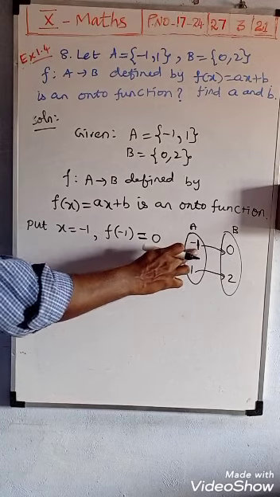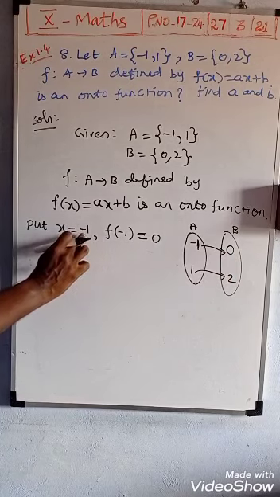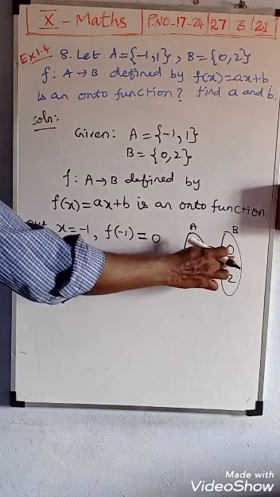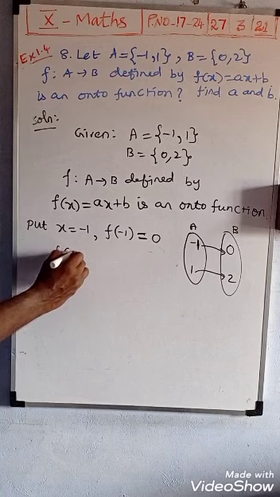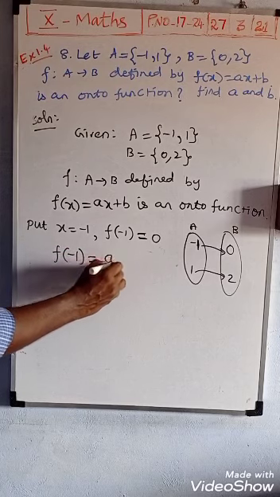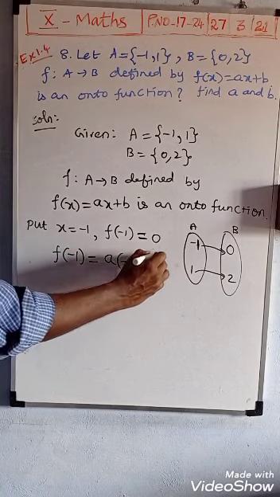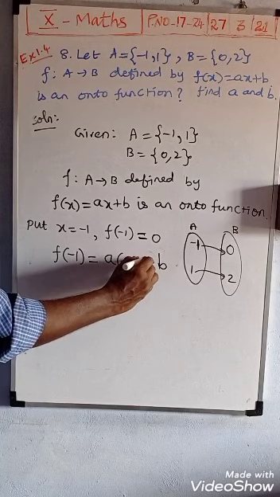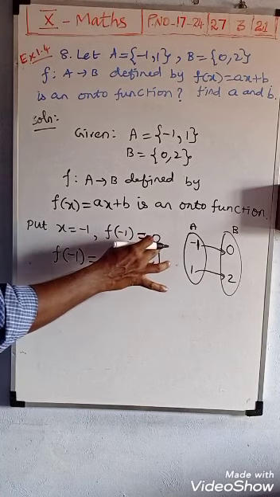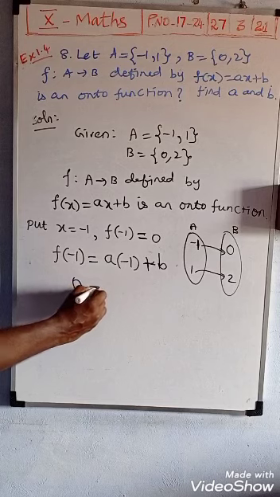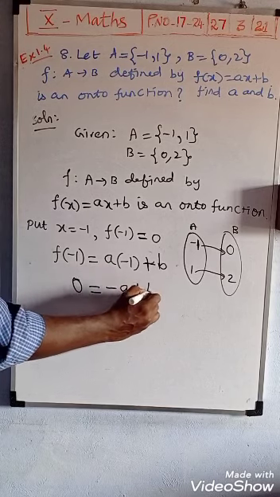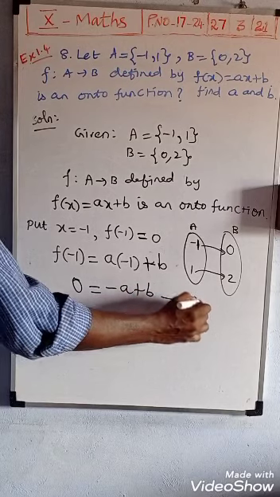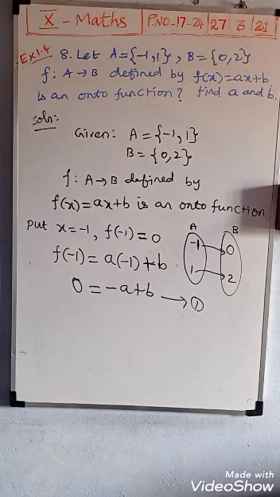Actually this is x, this is f of x. So when you are substituting minus 1, f of minus 1, you will receive 0. So now you substitute here: f of minus 1 is equal to a of minus 1 plus b. Now f of minus 1 value is 0, so 0 is equal to a into minus 1, minus a plus b. So this is equation 1: minus a plus b is equal to 0.